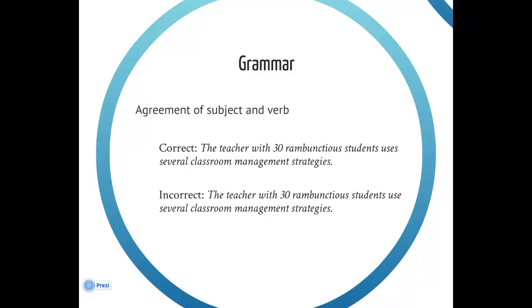Grammar. Agreement of subject and verb. Singular subjects, for example, student, teacher, person, require singular verbs, for example, learns, instructs, understands. As a rule, a singular verb ends in an S. The most common problem with the lack of subject-verb agreement occurs when the subject does not immediately precede the verb. Examples. Correct. The teacher with 30 rambunctious students uses several classroom management strategies.